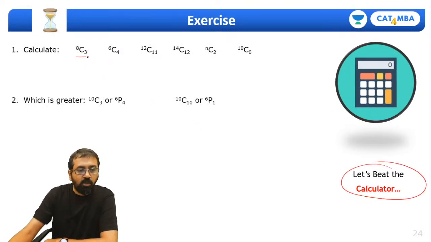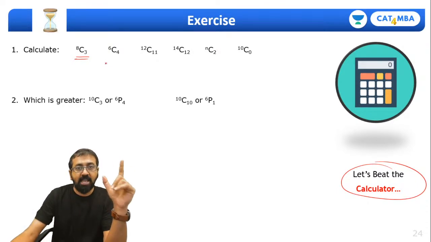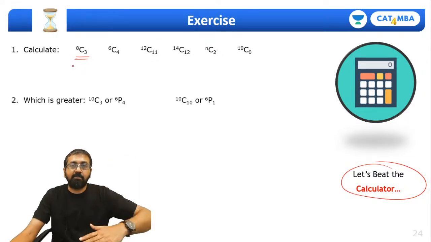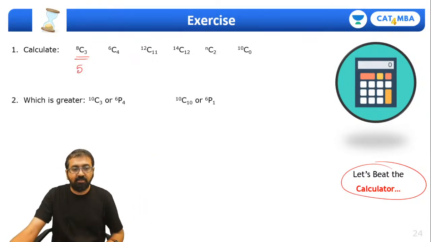Everyone, tell me what is 8C3. Quickly type the answer in the chat box. Type the answer in the chat box. 8C3. Do not use paper and pen. 8C3. What is the answer? So what shall we think? 8 into 7 into 6, divide by 3 factorial. 3 factorial and 6 will get cancelled off. So it's 8 into 7. That is 56. Same way 6C4.